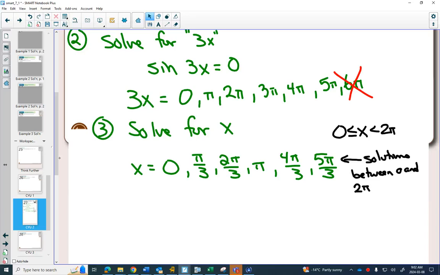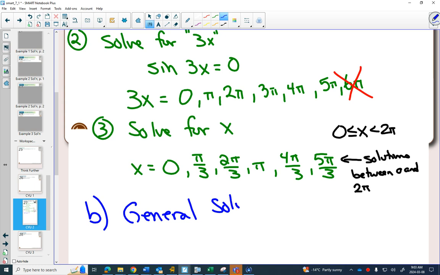Then part B says, can we write the general solution? Well, the general solution, we wrote down the steps for that. First, solve between 0 and 2 pi. We did that in part A.